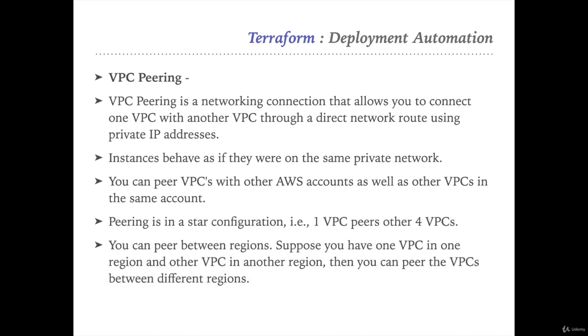User can pair between regions. Suppose you have one VPC in one region and another VPC in another region, then you can pair up the VPCs between the different regions, right? So suppose we have machines inside different regions. I have one VPC in US East 1 and another VPC in US East 2. In both of the regions we can set up the VPC and we can pair up the VPCs so that the machines present in US East 1 can communicate to the machines in US East 2 on the private IP. One VPC can connect to one or more VPCs. So we can pair up one VPC to one VPC or one VPC to n number of VPCs.